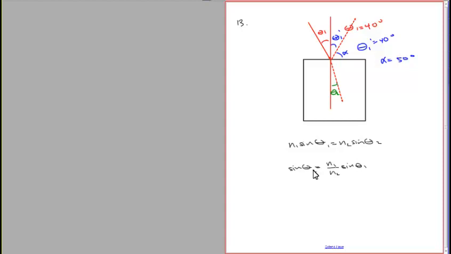So we need to look up the index of refraction for ice, and I'm sure that's in the book. So let's see, ice, water, 1.309. The index of refraction of air is close enough to 1, so that's all we're going to do. 1.309 for ice, times the sine of theta 1, and theta 1 was 40 degrees.